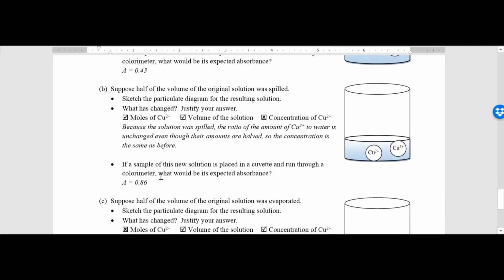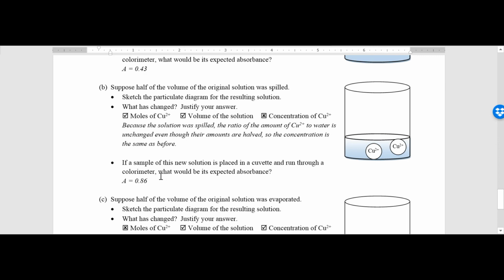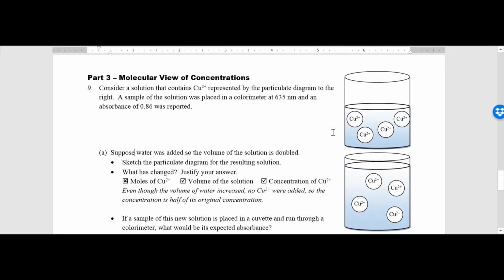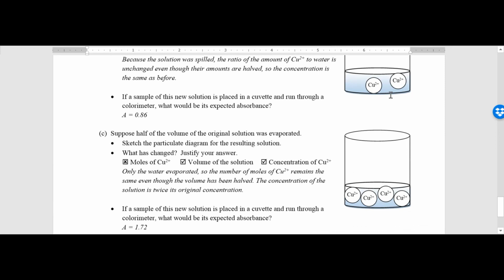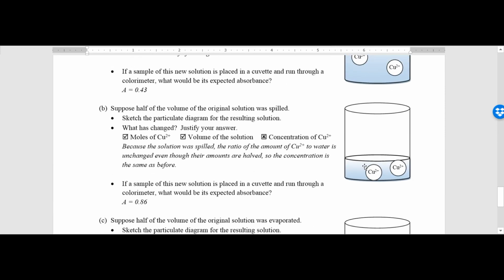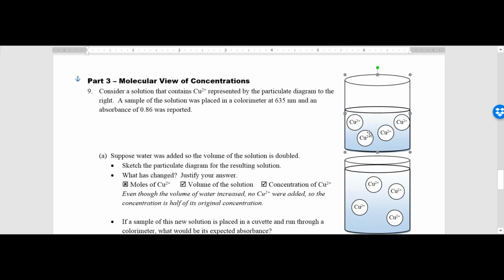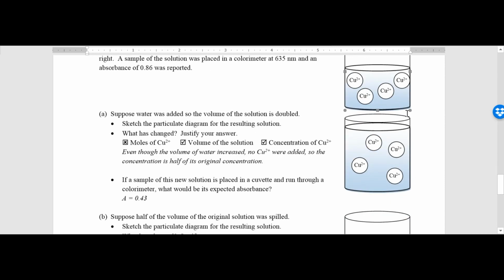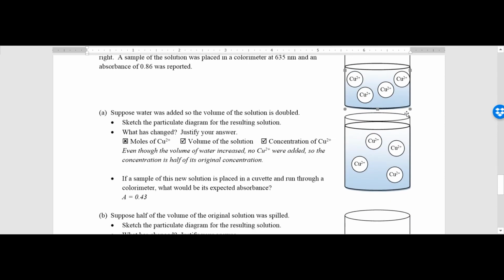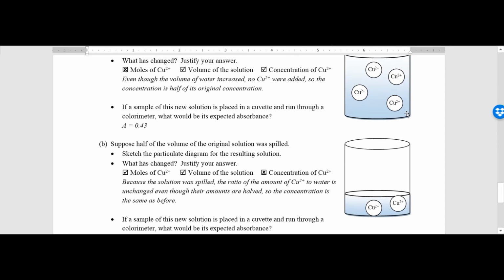All right, question B says, suppose half of the volume of the original solution was spilled. Sketch what it would look like. So we spilled this top beaker right here. So this was the original volume, or the original solution. We spilled half of it, right? So if we spilled half of it, half of our copper ions are gone, half of our water is gone. And so our volume changed, and our moles changed, but the concentration didn't change, right? If we have half gone of the moles and the volume, they're going to be equivalent, right?